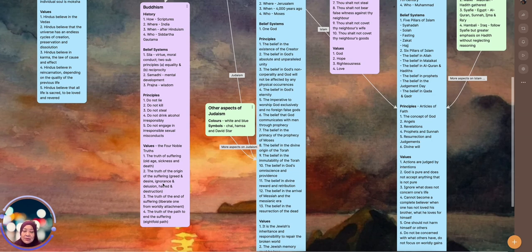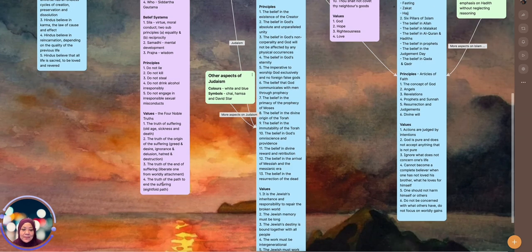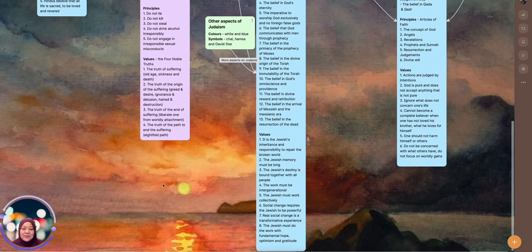And then we have number 13, the belief in the resurrection of the dead. That means for Judaism, once they died, they will be resurrected one day. So they believe in the resurrection of the dead. That means that there will be one day that everybody will be resurrected. So 13 principles altogether. So let's have a look at the values we have here down below.